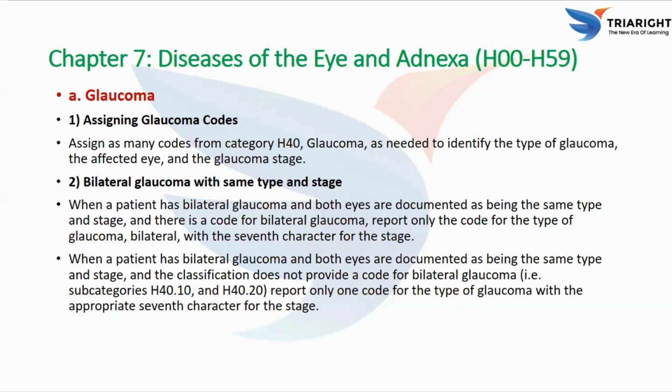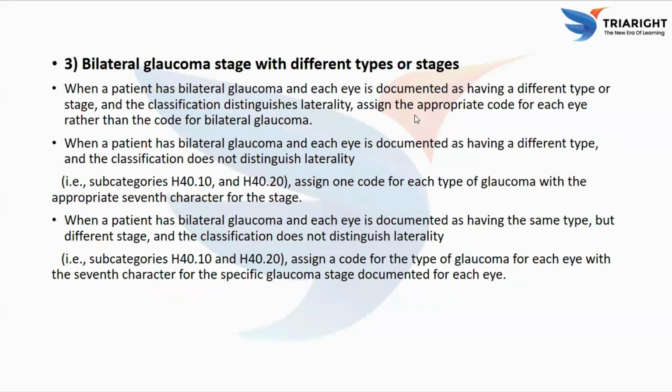So why does this rule exist? Because bilateral glaucoma is common and the ICD-10-CM wants to avoid duplicate reporting whenever both eyes have the same type and same stage. If they differ, you must code separately. So this is about the guideline, mainly about how to assign glaucoma codes and how to assign bilateral glaucoma if there is the same type and same stage. In the next slide, this is the third guideline. What is it? Bilateral glaucoma stage with different types or stages. This section explains what to do when each eye is not the same.